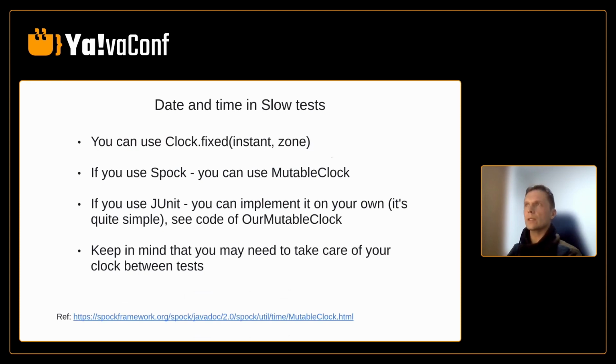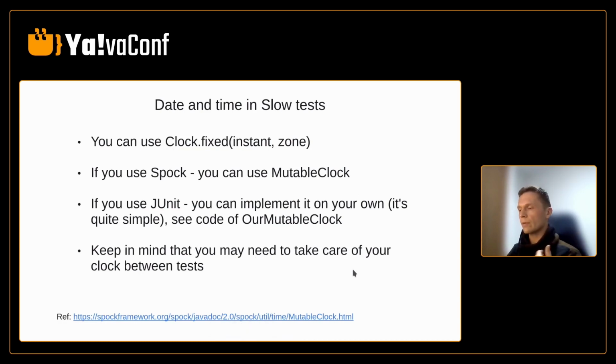All right, let's talk about Spring tests, IO tests, slow tests, integration tests. If we don't really care about the date and time, or we just need to create some instant for the sake of tests, we can just use a fixed clock. That's fine. However, if you use Spock, again, you can use the mutable clock. Perfect. And the same idea with JUnit. If you use JUnit, you can borrow the implementation which I provided, or if you have Spock in the code base, you can also use this mutable clock in JUnit, which we do in parts of our projects.